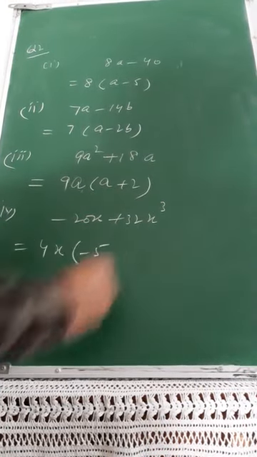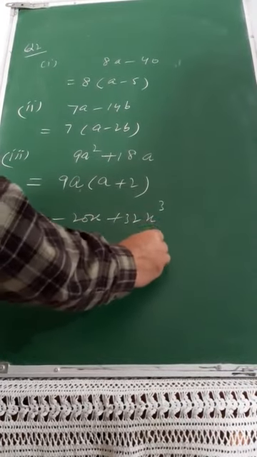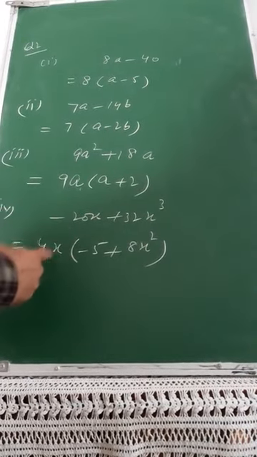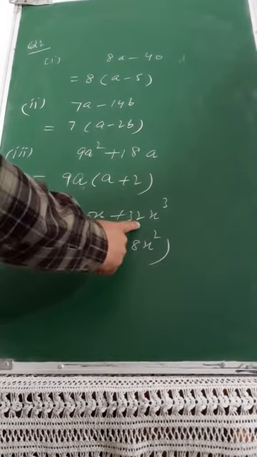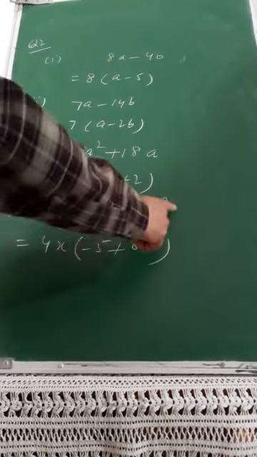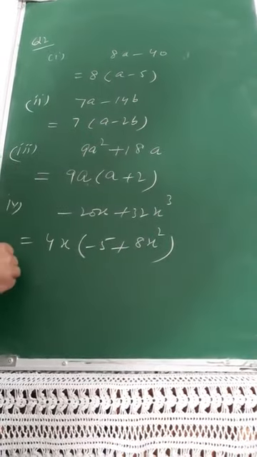Here you will be left with minus 5 only, and plus there it will be 8x square. Leave your answer here, because I divided minus 20x by 4x, so I will be left with minus 5 only. And when I divide 32 by 4x, 4 8s are 32, and x cube divided by x, only x square will be left there.